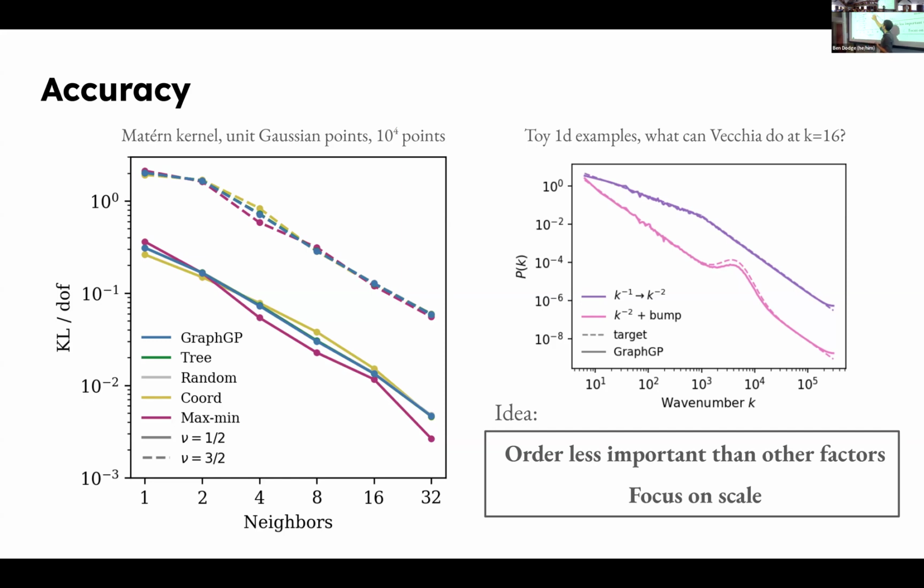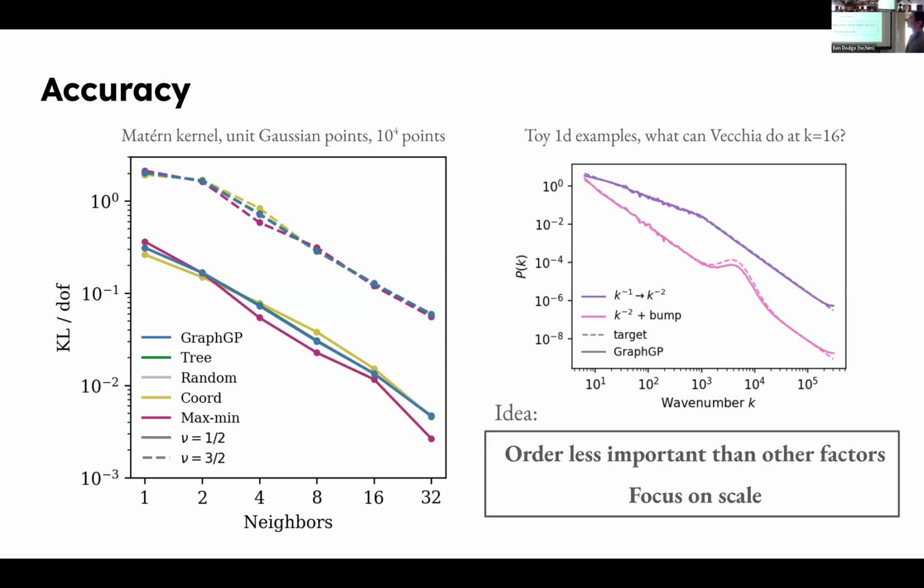You can see all of our GraphGP lines are hitting the blue line, and we're slightly worse. But the thing that we argue is that order is less important than other factors, including what kernel you use and especially the number of neighbors. By doubling the number of neighbors, you can easily offset that difference. And we are offering more than an order of magnitude more neighbors at the same memory usage. So we focus on scale.